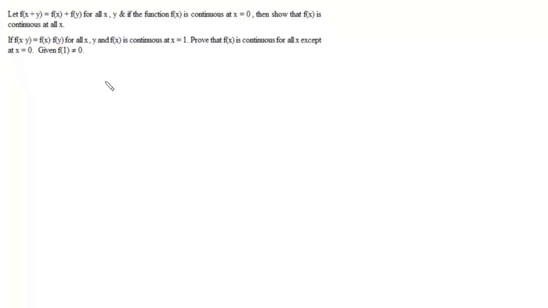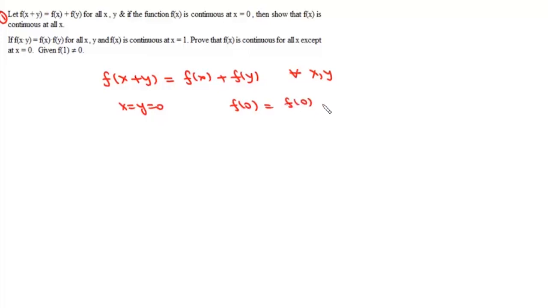Now here the question is, let f(x plus y) be equal to f(x) plus f(y) for all x, y. And it says, if f(x) is continuous at x equals 0, then show that f(x) is continuous at all x. And that's our first question. Now, if we put x and y both 0, then we'll get f(0) equals f(0) plus f(0). That means the value of f(0) must be 0. So for this function, f(0) is 0.